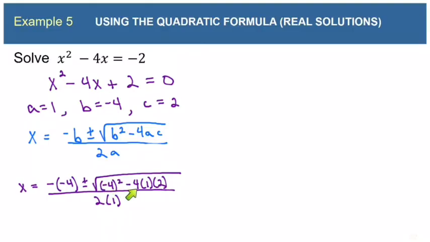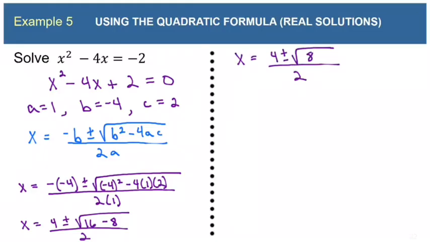And then we have minus 4 times 1 times 2, so that's minus 8. 16 minus 8 is going to end up being 8. And in the denominator we have 2 times 1, which is just 2. Okay, so 16 minus 8 we said was 8. And this is where we are. 4 plus or minus the square root of 8 all over 2.